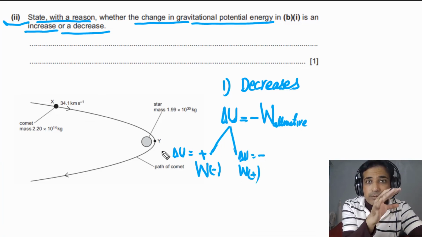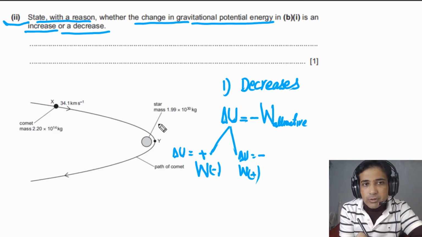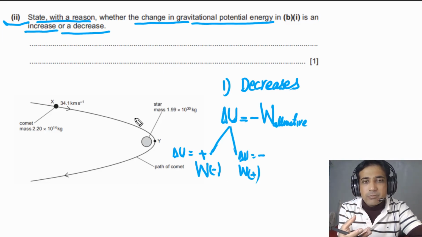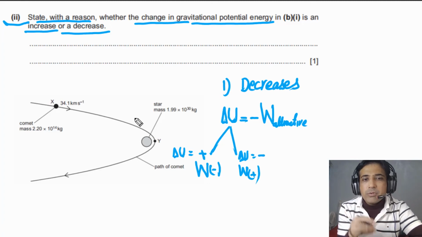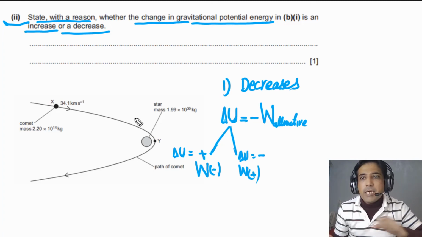In this case, work done is positive, meaning gravitational force is doing positive work, so the gravitational potential energy is negative. So simply we can say, as in this case work is done by gravitational force, the change in gravitational potential energy is negative. Or simply you can say gravitational force is attractive, so gravitational potential energy decreases. You can write down any one point and you will get 1 mark.